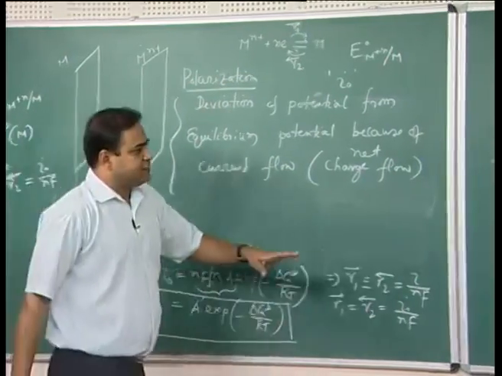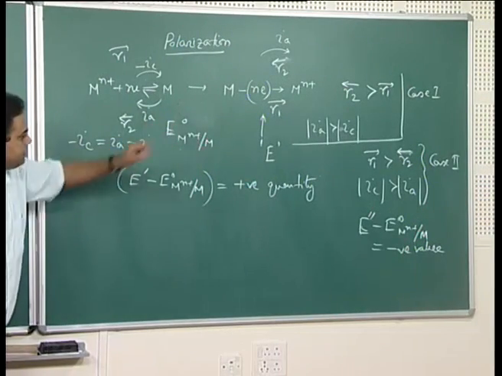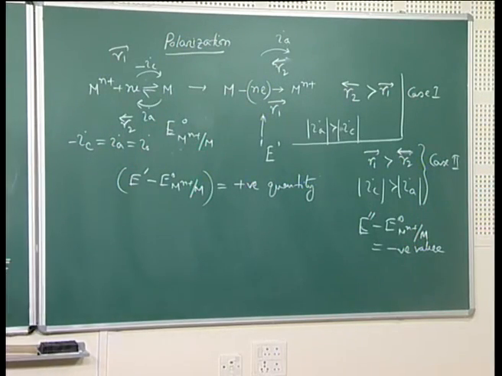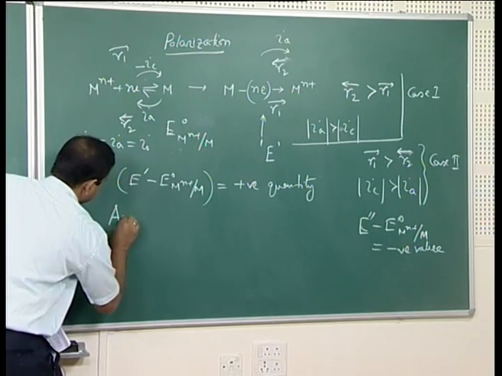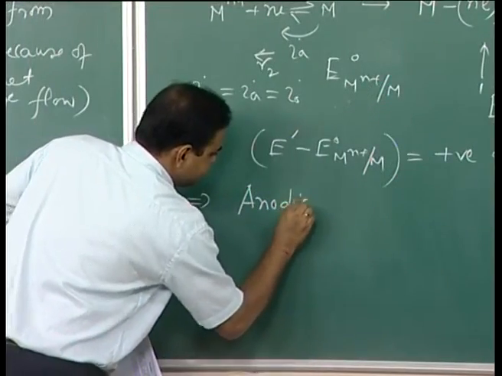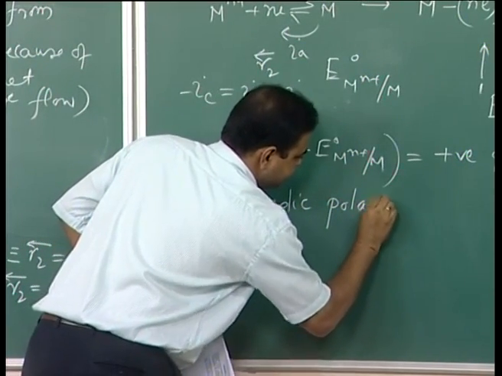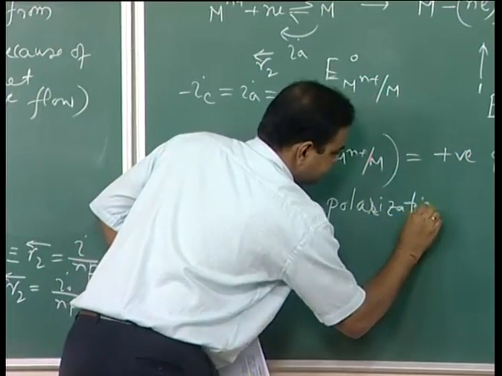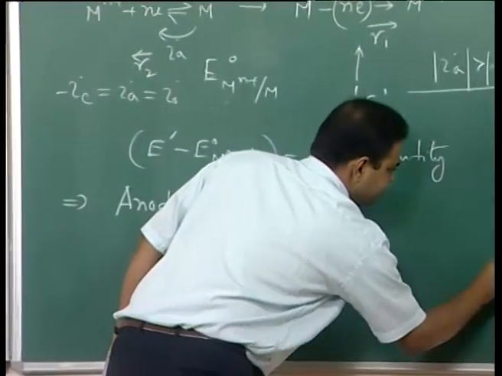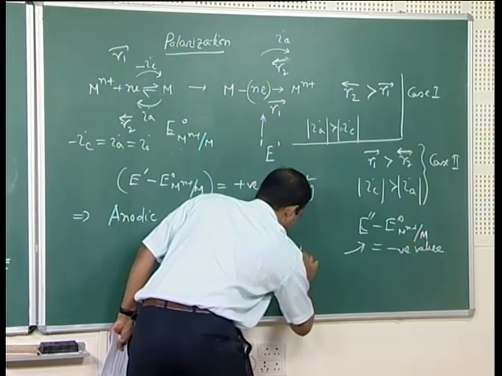Now, we see that in this case, case 1, I have a positive quantity, and we call it anodic polarization. And in this case, it is cathodic polarization.